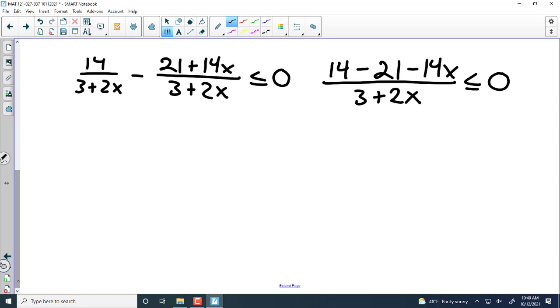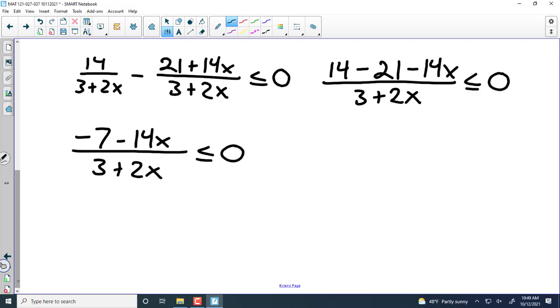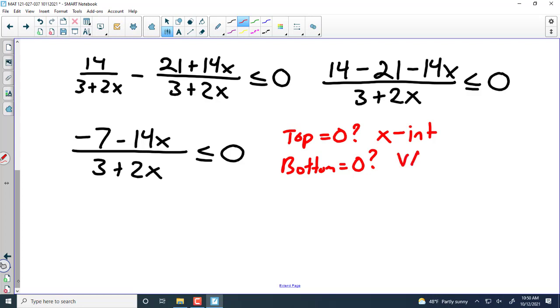That'd just be dirty. So we get negative 7 minus 14x over 3 plus 2x is less than or equal to 0. That's it. Now, it might not look like your favorite problem, but it looks more like the ones we're used to doing because we have a 0 on the other side. And now, once again, the two questions we ask ourselves is when is the top equal to 0, because that will give me my x-intercepts, and when is the bottom equal to 0, because that will give me my vertical asymptote.